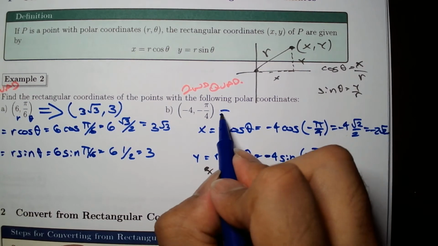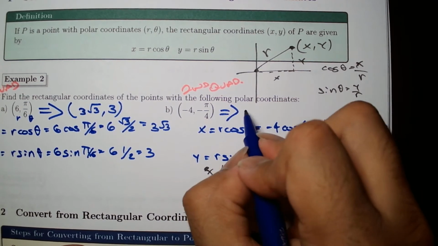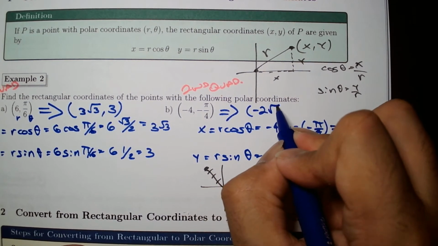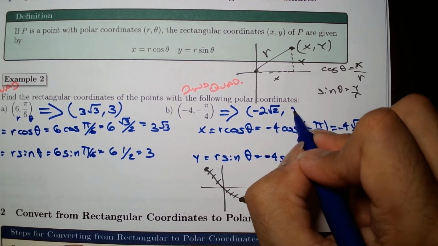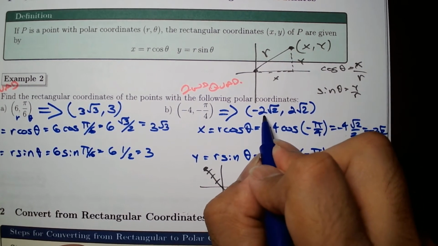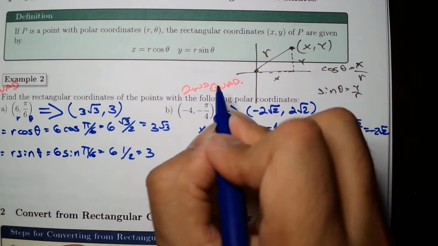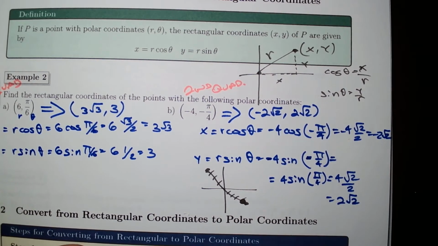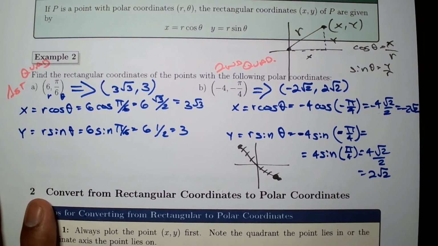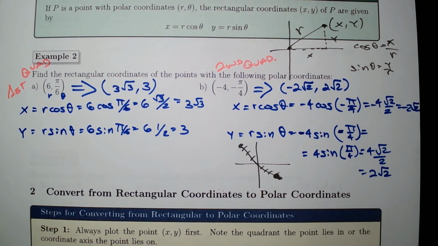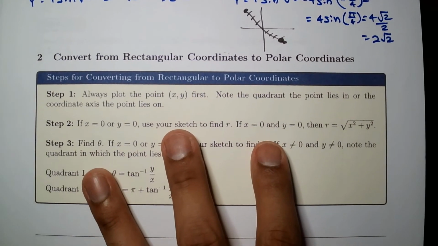And if we write this point, that's negative 2 root 2, comma 2 root 2. Negative x, positive y, isn't that the second quadrant? If you say yes, well, of course, yes it is. Okay, now how do we go from rectangular to polar?